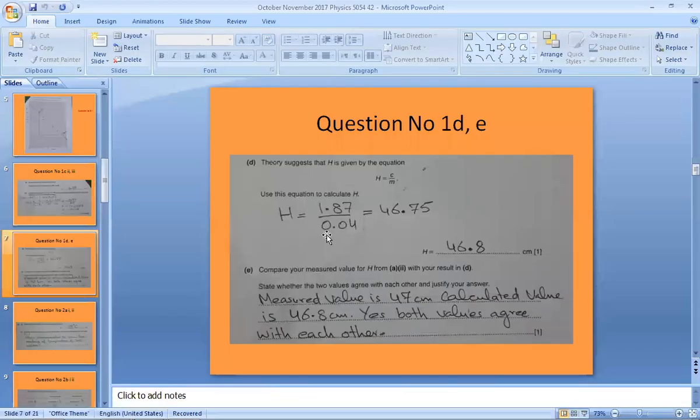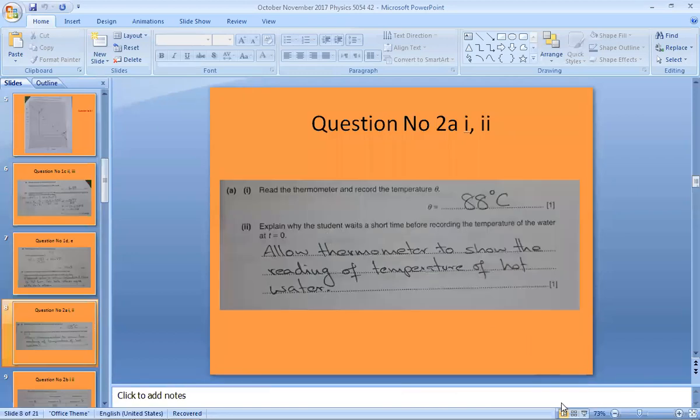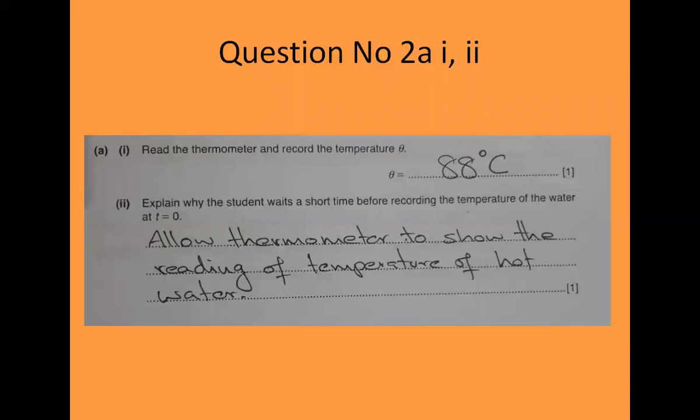So let me show you my answer, and here we go. So the reading on the thermometer is 88 degrees centigrade. Explain why the student waits a short time before recording the temperature of the water at t equals 0. Allow thermometer to show the reading of the temperature of the hot water. You do not start the stopwatch immediately. You give it some seconds so that the thermometer shows the temperature of the hot water.